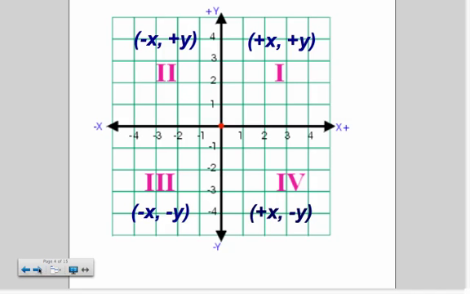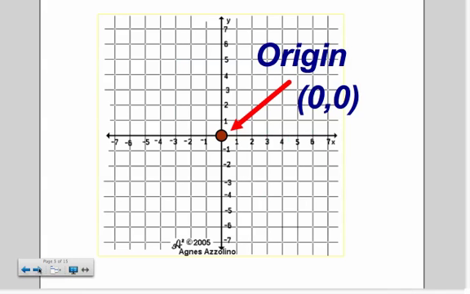In quadrant number 1, every single point will have a positive x and a positive y value. When we talk about quadrant number 2, the x value will be negative and the y value will be positive. In quadrant number 3, both x and y are always negative. And last but not least, in quadrant number 4, the x value will be positive, the y value will be negative. There's one point, it's very special, and it actually has its own name, and that is the origin. This is where my two number lines cross, and it is point (0, 0), meaning this is where x is 0, and this is where y is 0.